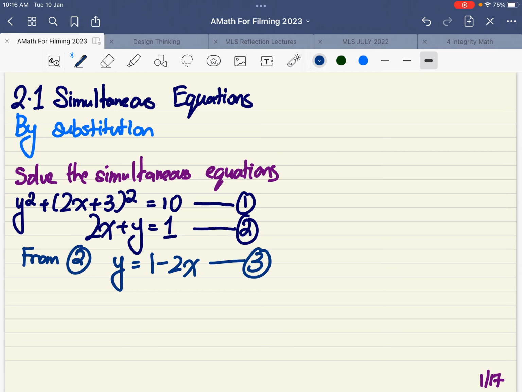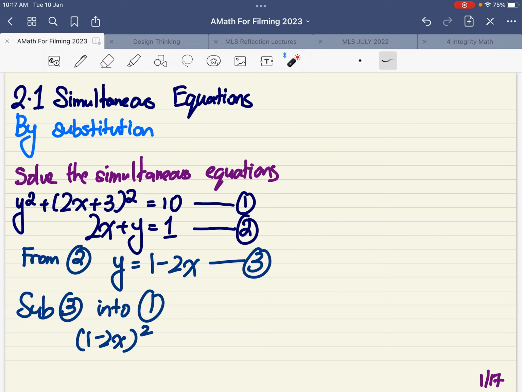Based on what we have learned in secondary 2, I will substitute equation 3 into equation 1. What I will get here is 1 minus 2x squared. Why do I get 1 minus 2x squared? Because I'm substituting away y with 1 minus 2x. So 1 minus 2x squared plus 2x plus 3 squared equals 10. Please do not attempt to just square root. It doesn't work that way.